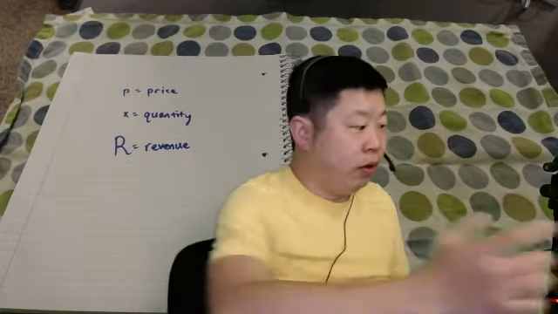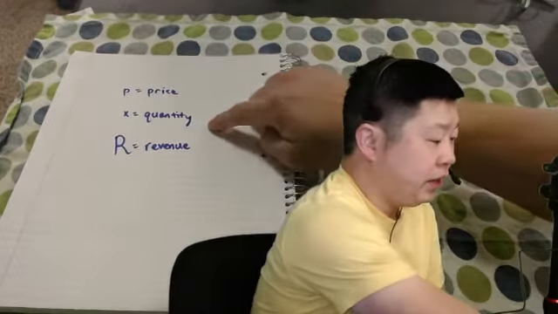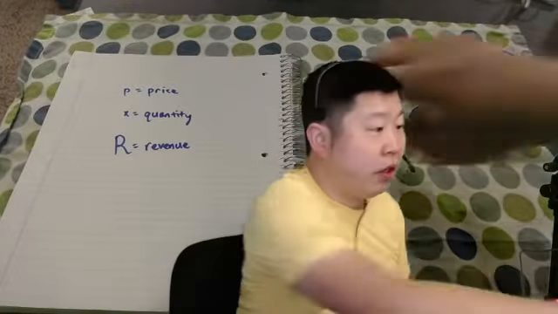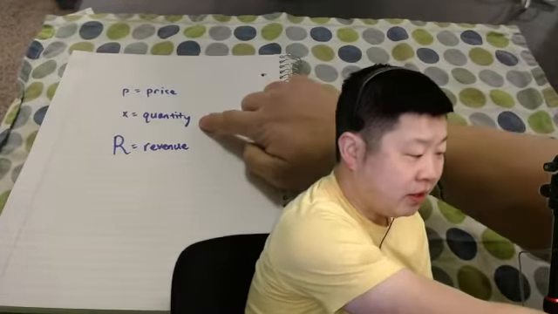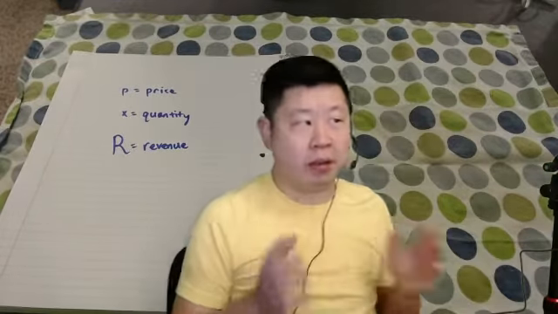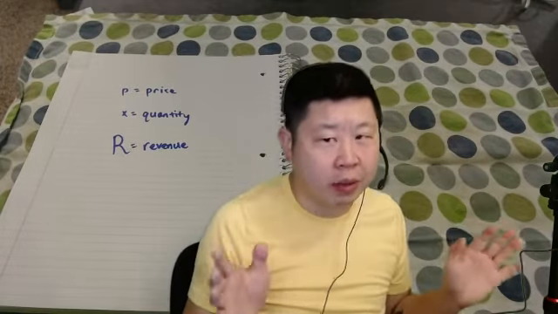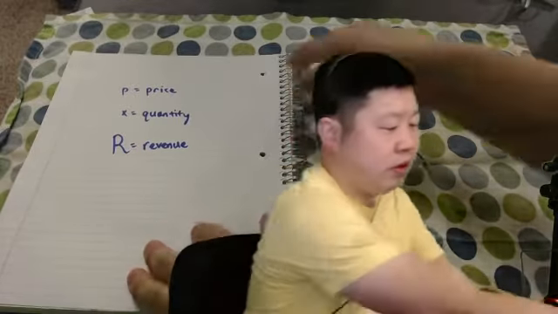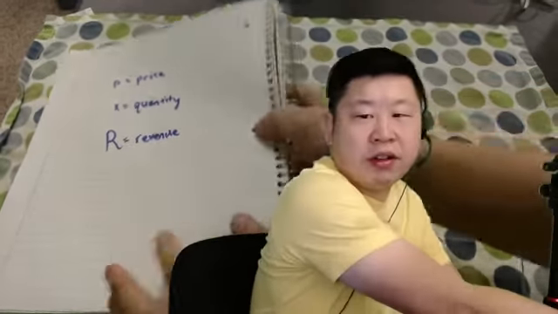Let's talk about price and quantity and revenue. Now, price is labeled with a lowercase p, quantity a lowercase x, and revenue a capital R. Price is actually not going to be the same thing as cost. We'll clarify that a little bit later. But for now, let's just talk about price. Okay, so we're just going to focus on price for a second.